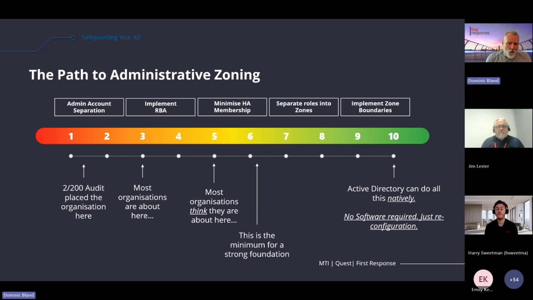The Active Directory can do all of this stuff natively. The technology for this is in the Active Directory. There's no software required. It's just a reconfiguration, a layer of security that you need to put right at the top of your Active Directory architecture, which then flows down onto everything in there.